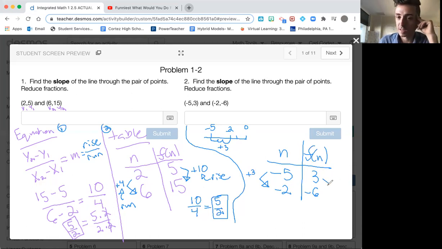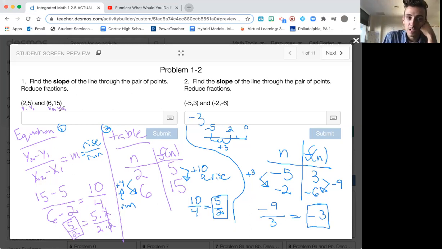To go from 3 to -6, I would have to deduct 9. So this would make my rise -9 over my run, which was 3. Simplify this to just -3. Call it a day. So answer here would be -3. Over here, it's 5/2. Pause the video if you're not sure how I did that.